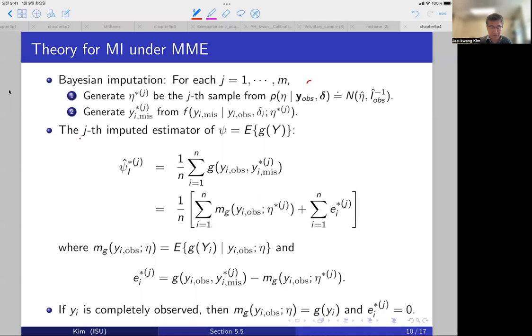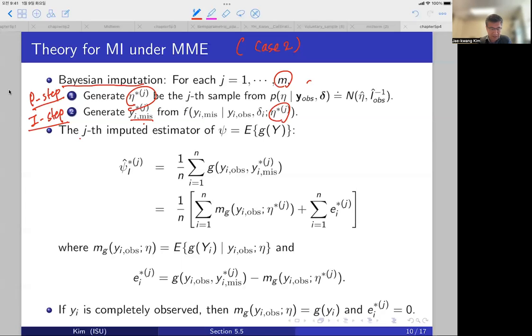Hi, I'd like to finish up multiple imputation, covering the case of the method of moment estimation. For Bayesian imputation, we use Bayesian imputation M times independently. The first step is the P step, the posterior step. The second step is the I step, the imputation step. We use the P step to generate eta star and then plug it in to obtain the imputed value.